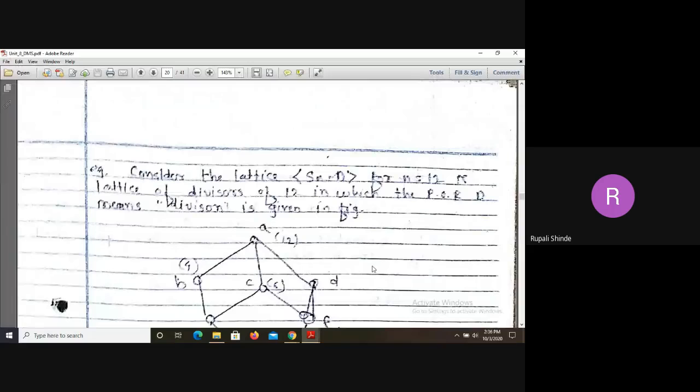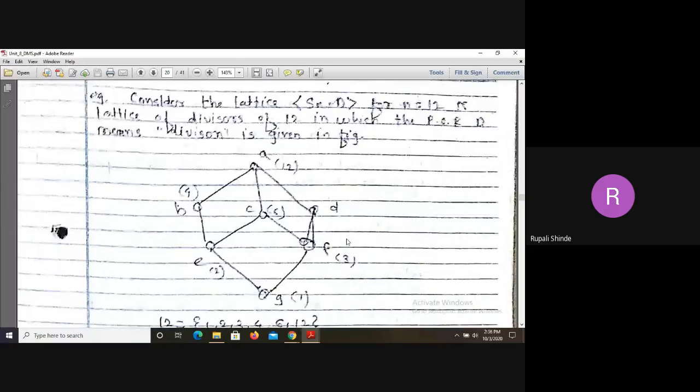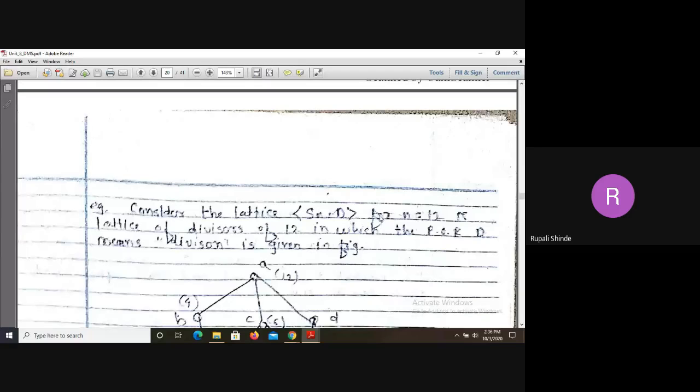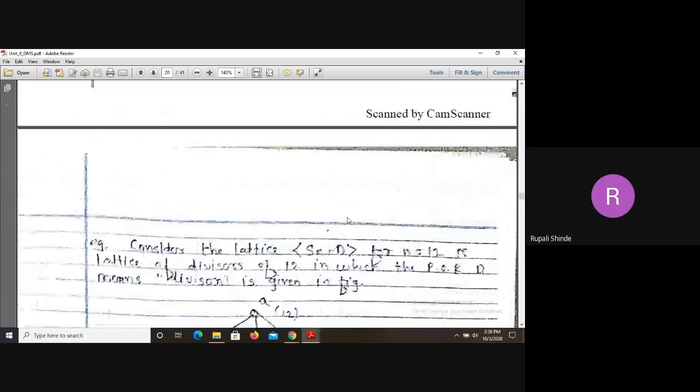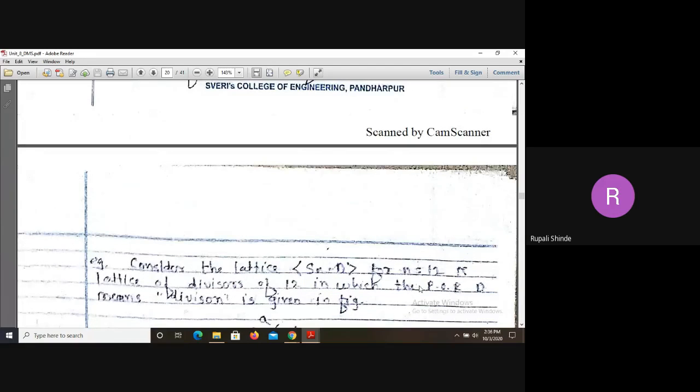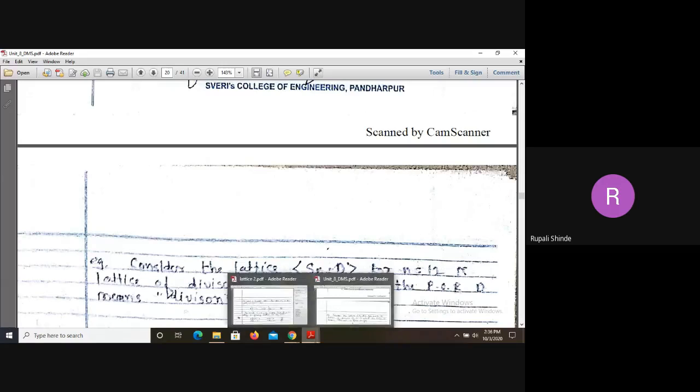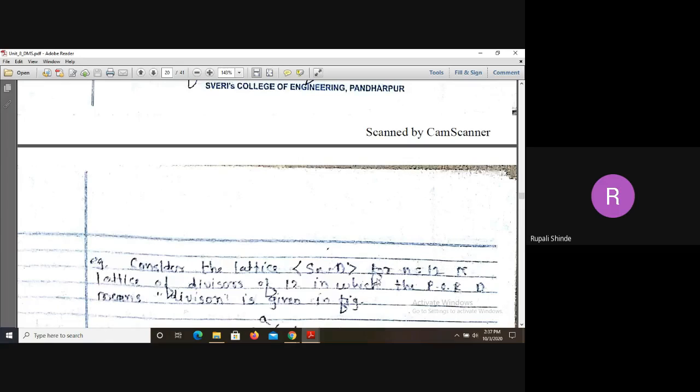Now here they have given one example. Consider the lattice S12 with D. S12, where 12 is an integer, and D means the divides relation. You have to draw the lattice for this set S12. As we saw in the last lecture, we drew lattices for S6, S36, S18. Likewise, here you have to draw the lattice for S12.